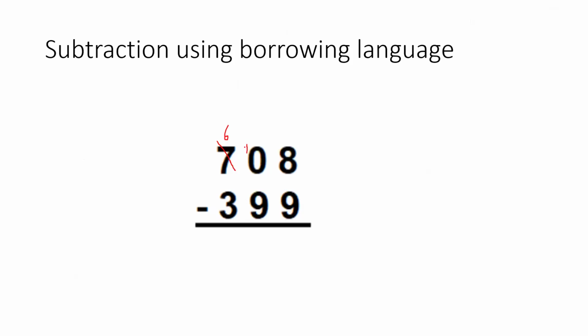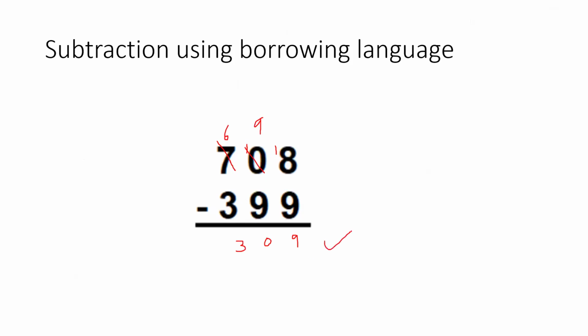So we borrow a 1, and then they're left with a 9. Okay? And then that 1 comes here as a 10. 10 plus 8, it's 18. 18 minus 9, it's a 9. Then I've got 9 minus 9, I've got a 0 there. And then 6 minus 3, I've got a 3 there. And this becomes my answer.